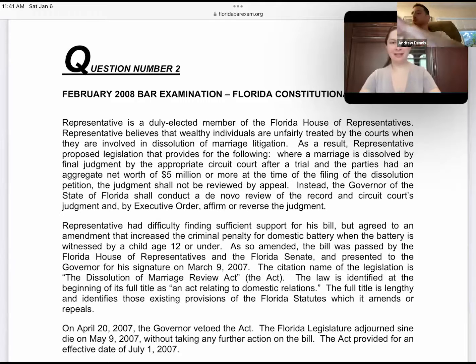Absolutely. And what do we know about wealthy people? Well, it's not any of the first two suspect classes. So the first suspect classes would be like race, alienage, national origin under federal law. And Florida, it includes physical disability. Whereas the second level of suspect class is gender and illegitimate child, and rational basis for everything else. So rational basis would apply for wealthy individuals.